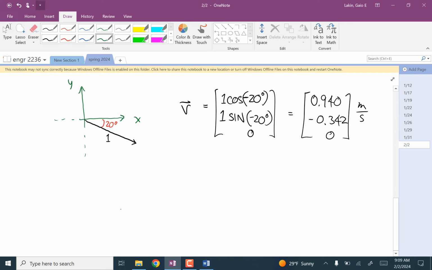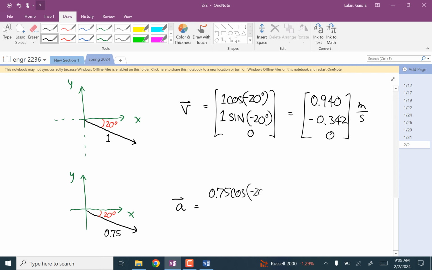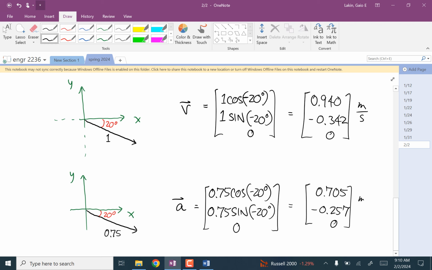And then for the acceleration, it's this way, but it has a magnitude of 0.75. This is still 20 degrees. And so the acceleration of the center is 0.75 times cosine of negative 20 degrees, 0.75 times sine of negative 20, 0. Can someone tell me what those are? 0.705 and negative 0.257. Okay.